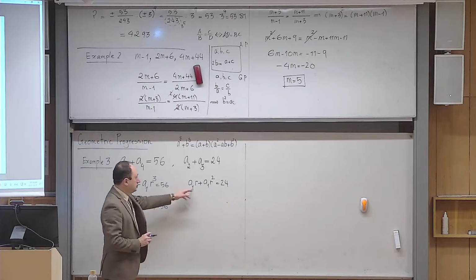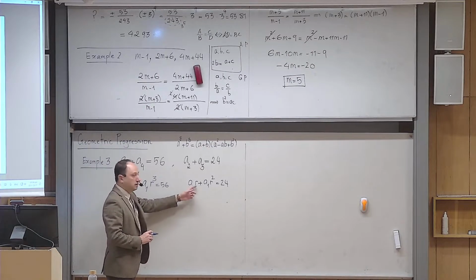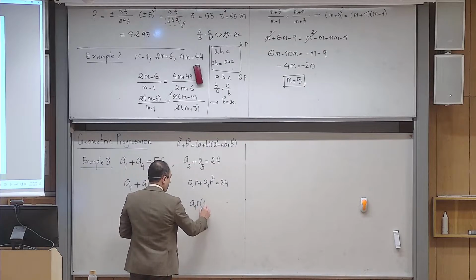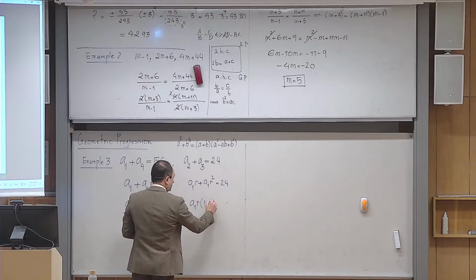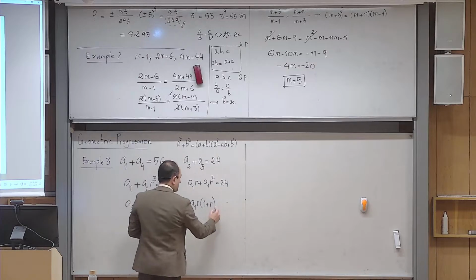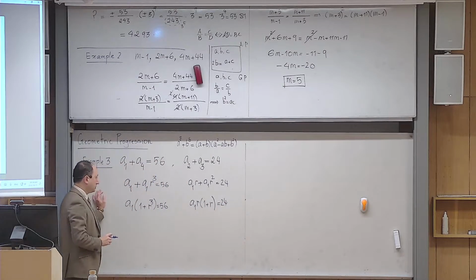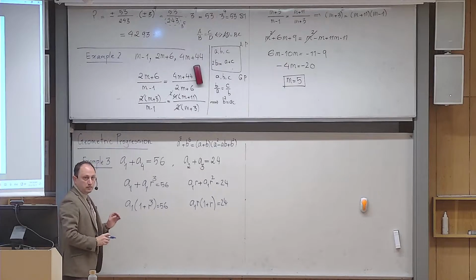What will I do here? I will pull a1 and r out, yes? So this becomes a1 r times 1 plus r is equal to 24. The next step, can you tell me what to do for the next step?